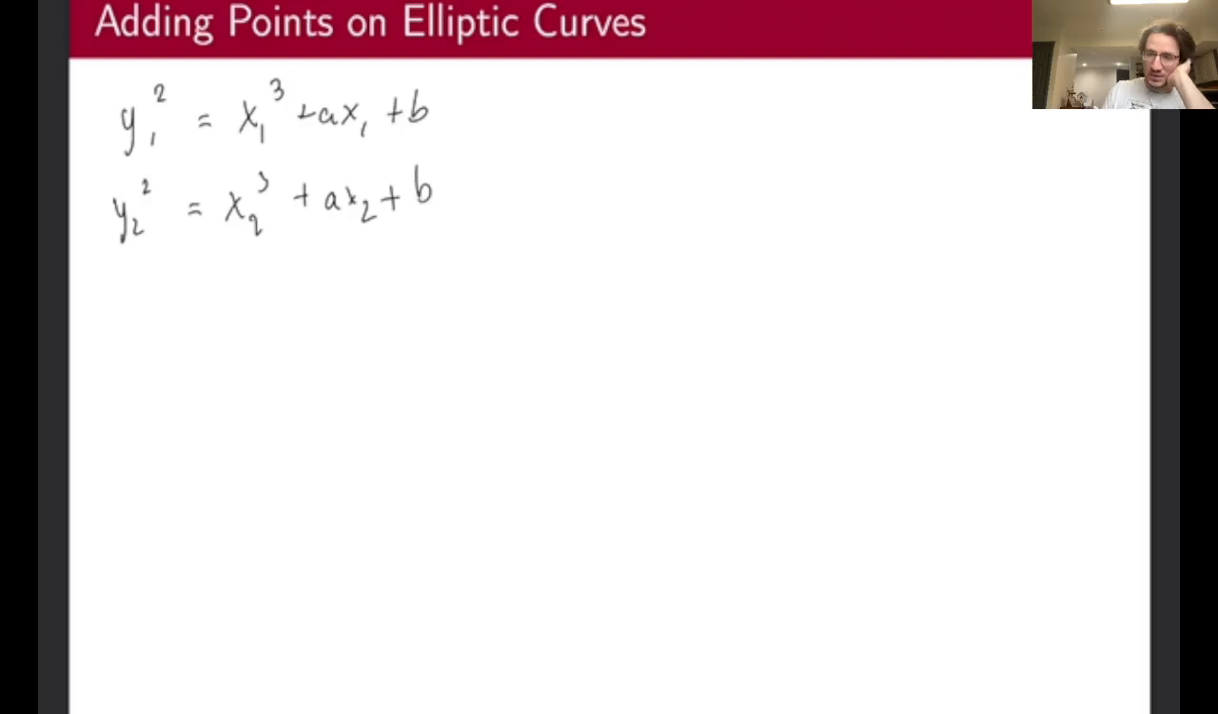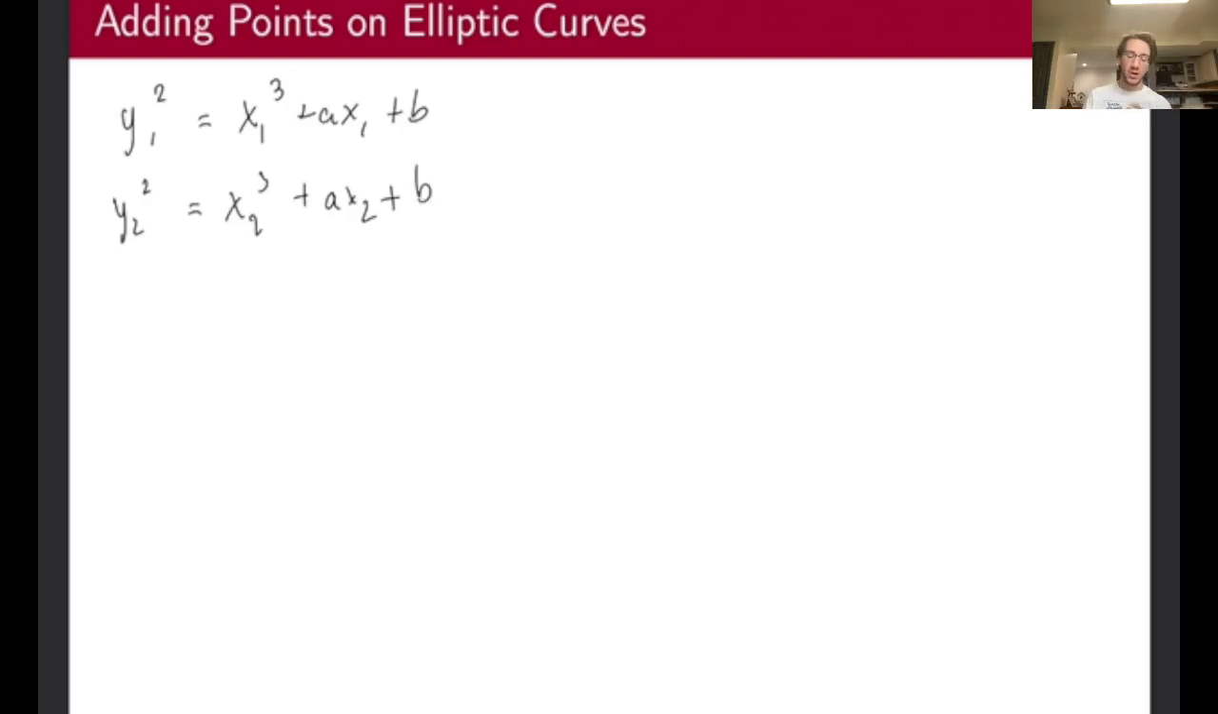Okay, so I know x1 and y1 satisfy, if P is on the elliptic curve, y1 squared equals x1 cubed plus ax1 plus b. Same thing with x2 and y2. I know y2 squared equals x2 cubed plus ax2 plus b.